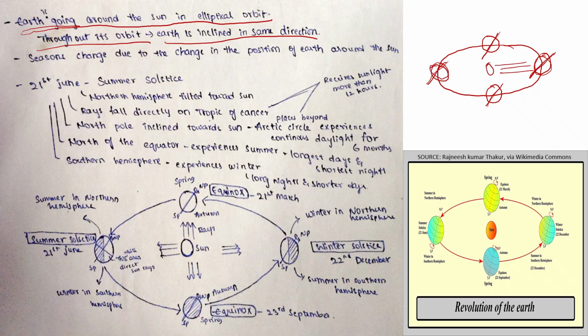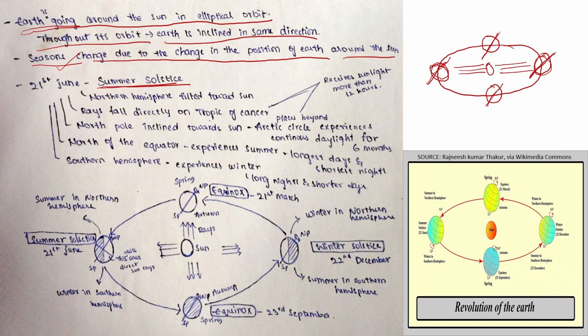And if the earth is in this position, the sun rays are maximum on this side of the axis of the earth. So that's why the seasons change. Here you can see seasons change due to the change in the position of the earth around the sun. And we will discuss seasons more clearly in the coming chapters. So now let's see what is summer solstice.